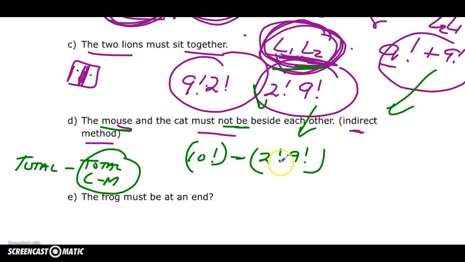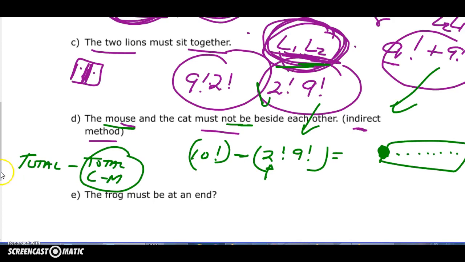You have cat and mouse. They can be ordered in 2 different ways, or 2 factorial different ways. Once they're ordered together, they are now like a big stuffed animal that you can treat as one entity or one member of your group here. And now you have this big guy and 8 other ones. Now we're going to order these 9 things together. So 2 factorial times 9 factorial. Subtract the two.